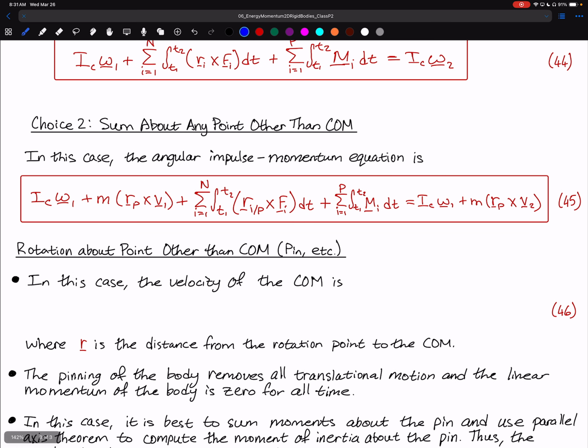And then one thing to note, for planar rigid body dynamics, which is what we're dealing with, everything is in the k-hat direction, after you do cross products, of course. Same thing here.